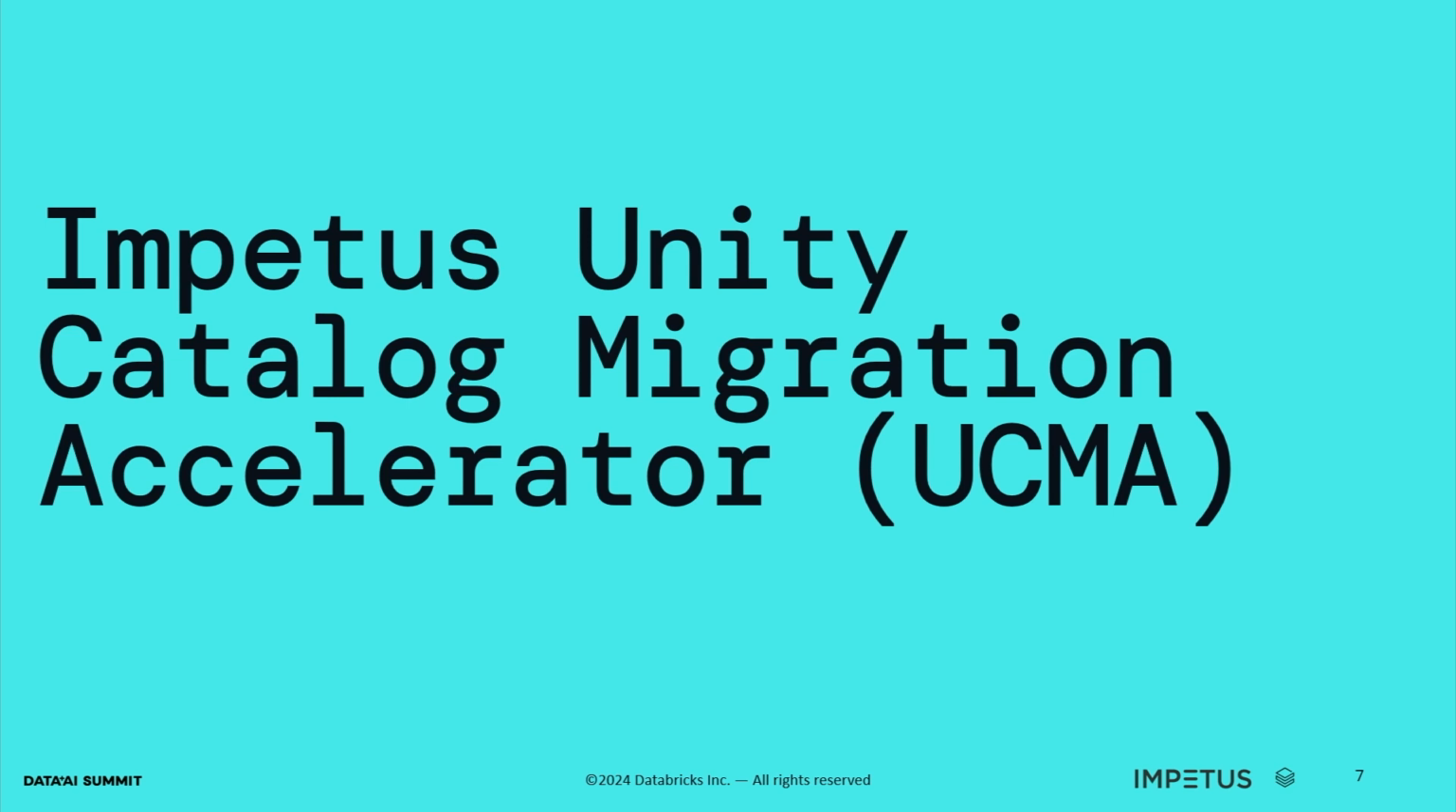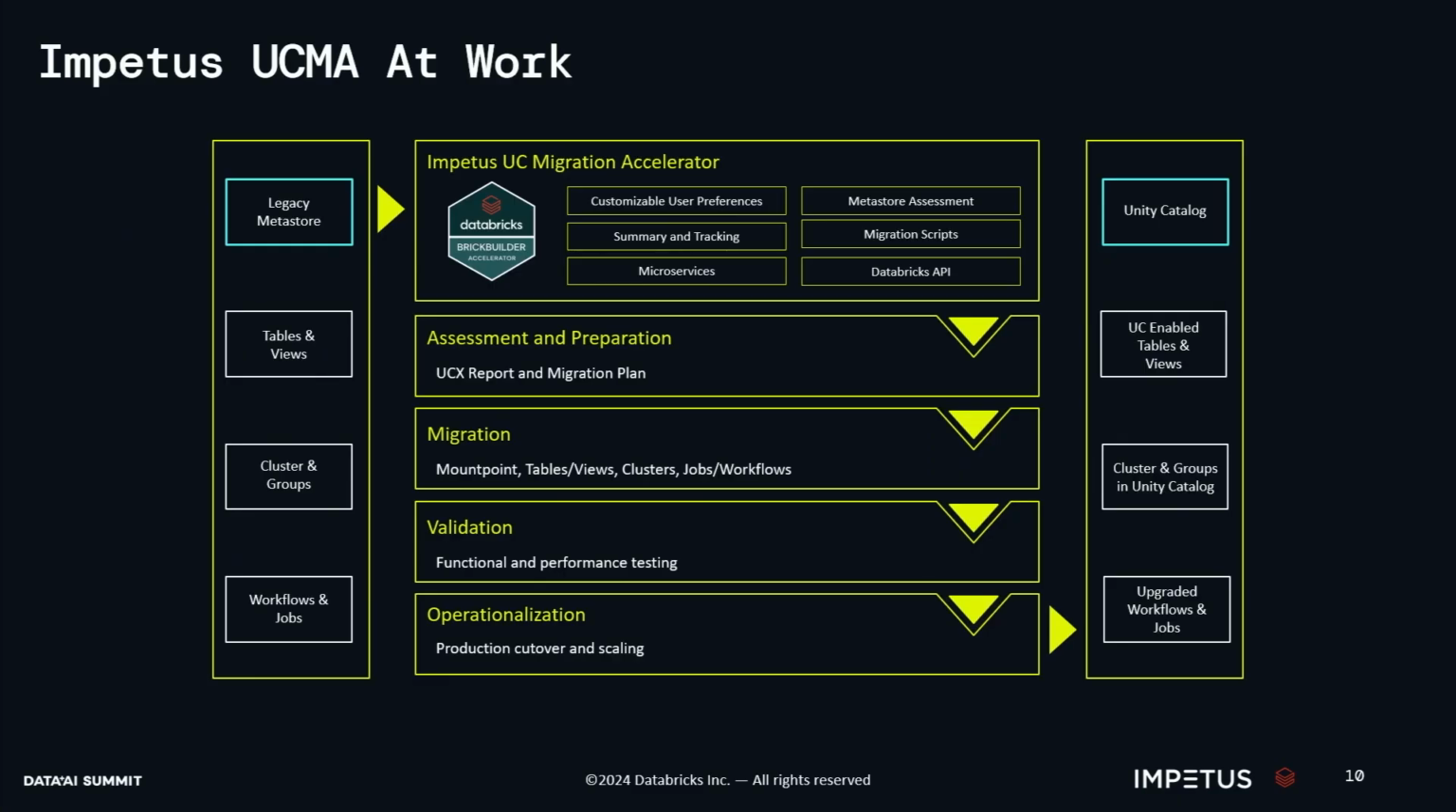Now, what's Impetus' solution? I'm just going to talk about it. UCMA 2.0 follows a 4-step methodology. I'm going to talk about the architecture and how we have designed this product and what are some of the salient features of this product. But before I get there, let's look at this. On the left-hand side, I have my legacy metastore. It could be my AWS Glue catalog, or it could be my Hive metastore. On the right-hand side, I have my Unity Catalog. That's going to be the future state. How does UCMA achieve this?